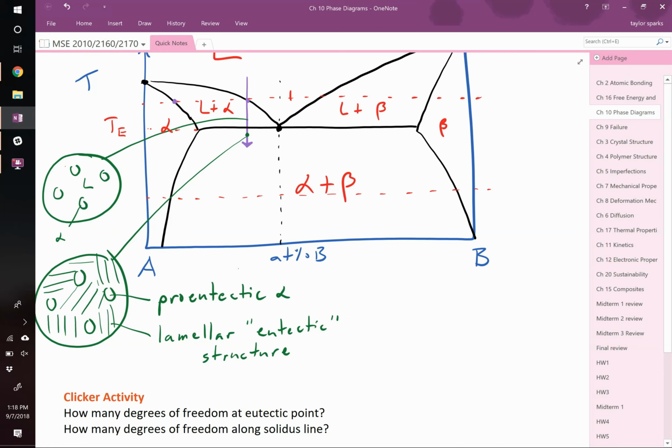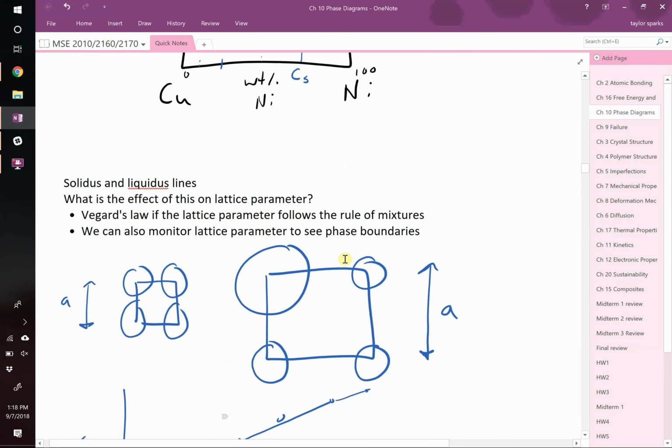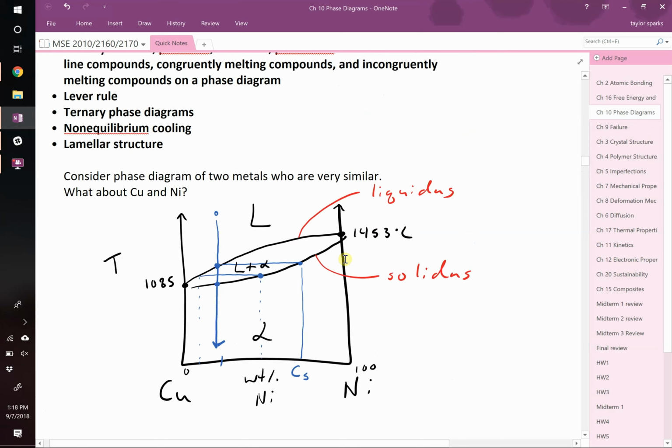First phase you showed didn't have a eutectic reaction. Yeah, this one up here had no eutectic. This is a complete solid solution. So at no point do you have liquid turning into two different solids, because at no point do you have two different solids. You've got one solid. So you can't have a eutectic reaction there. Good question. Can I clarify further for anybody? Okay, let's keep going.